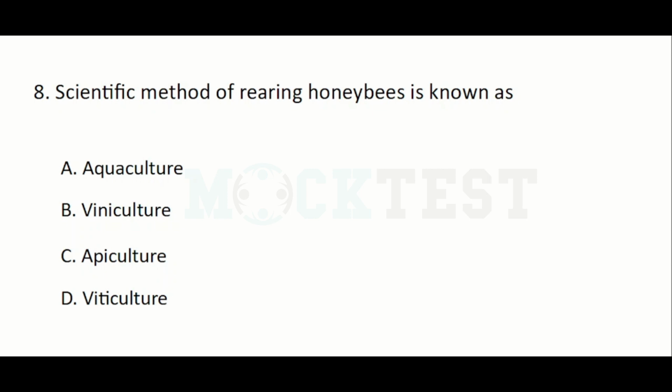Next, scientific method of rearing honeybees is known as? Option A, aquaculture. Option B, viniculture. Option C, apiculture. Option D, viticulture. Option C, apiculture. Scientific method of rearing honeybees is known as apiculture.